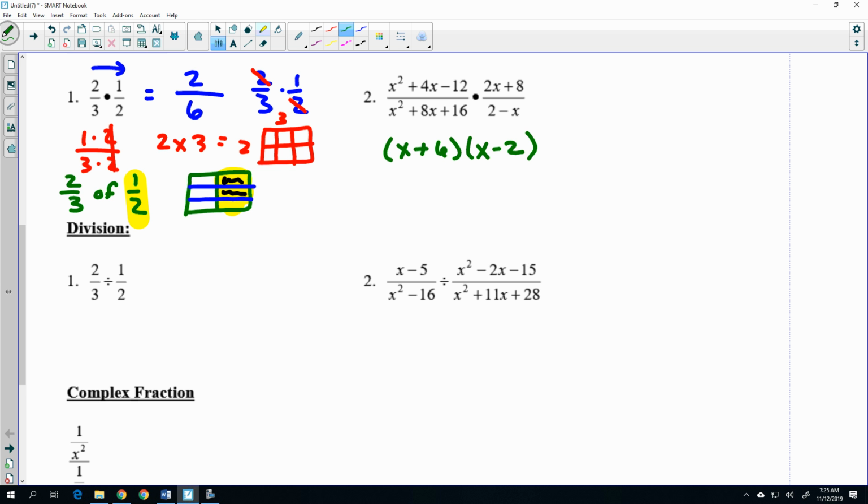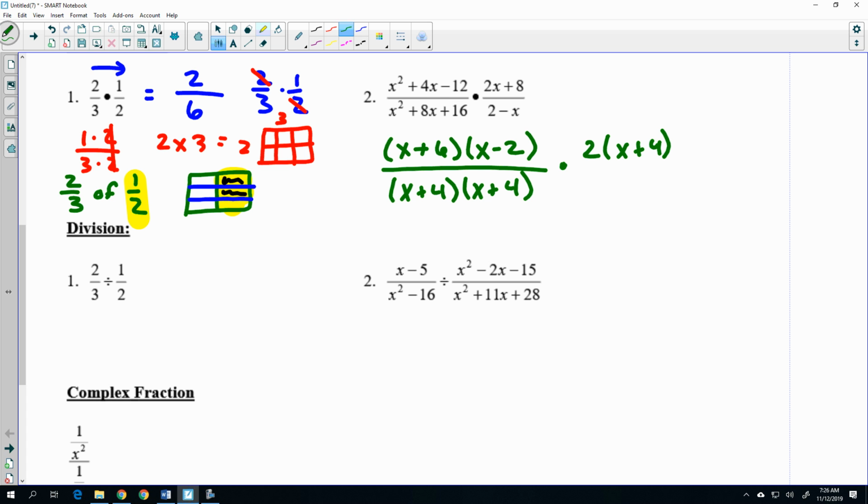Okay. Let's factor the denominator. I see it as x plus 4 and x plus 4. So I'll factor these a little bit for you. Can I factor the numerator of 2x plus 8? Is there something I can take out of there? Okay. And you see why I might want to do that? What's going to happen there? Yeah, they're going to cancel.